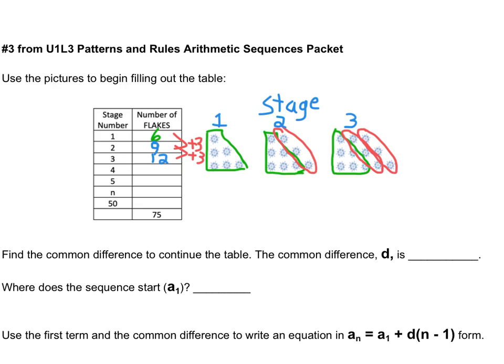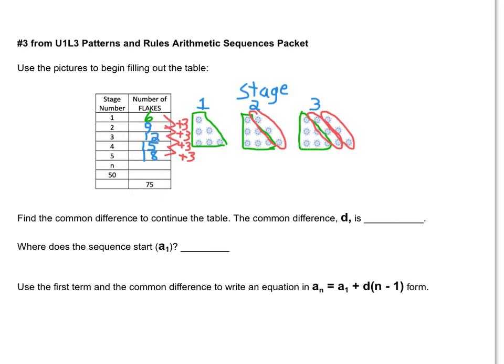Assuming that pattern continues, we're adding 3. Stage 4 should have 12 plus 3, which is 15. Stage 5 then would have 18. Because again, we took 15, we added 3, we got 18. So, now we've done that, let's fill in the rest of this to get down to our equation. So the first question says, find the common difference to continue the table. The common difference, d, is what?